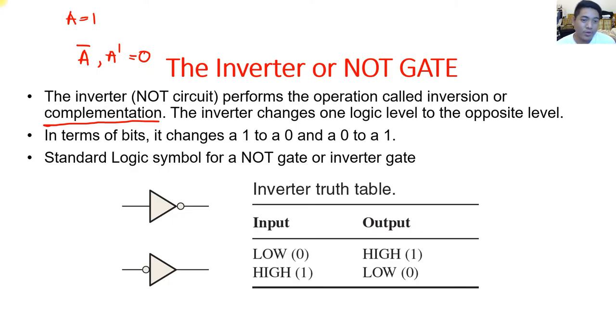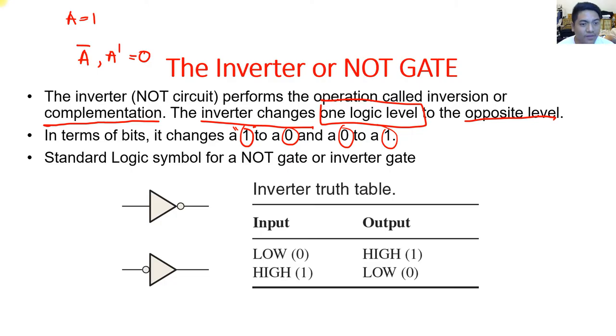We know that we only have two inputs, 0 or 1. Logic 1 is considered as high, logic 0 is considered as low. So whatever the input is, the output will be the complement or the other digit. The inverter changes one logic level to the opposite level. So in terms of bits, it changes a 1 input into a 0 output and a 0 input into a 1 output, hence the word invert.